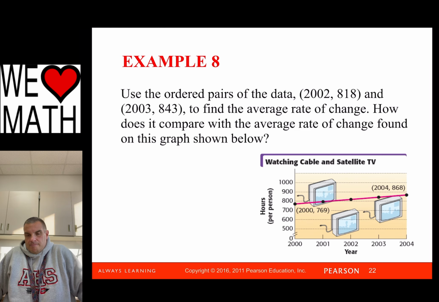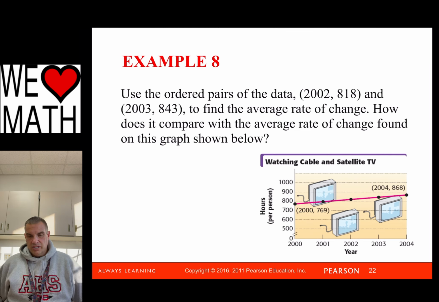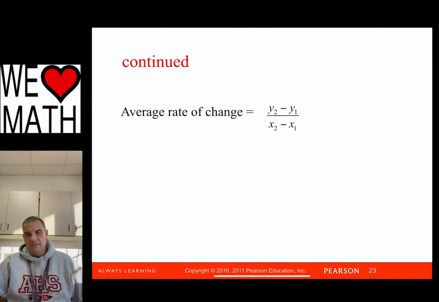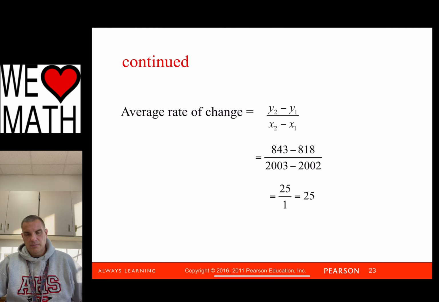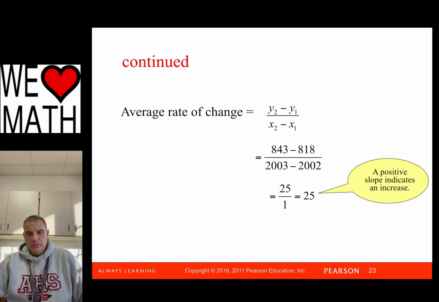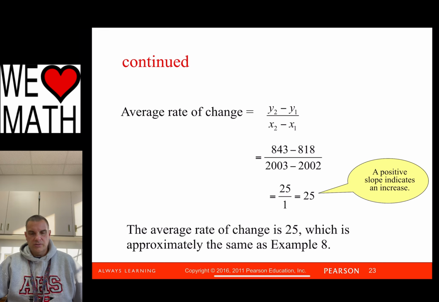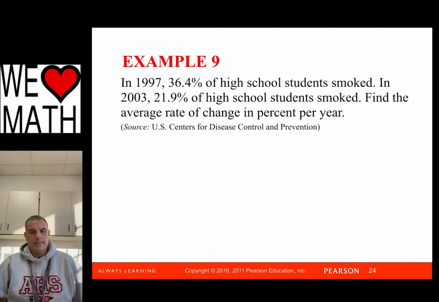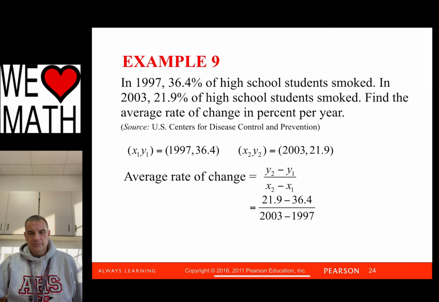So you just find the average rate of change using those 2 years: change in y's over change in x's. So there are your x's, and then you take those and subtract them and find your average rate of change, which is 25. So you're selling 25 more. So you've got a positive indicator. That means you're increasing. So the average rate of change is 25. And we won't worry about that again.